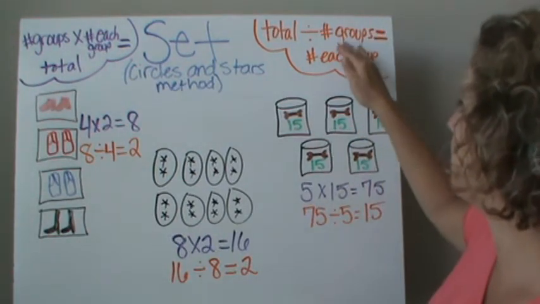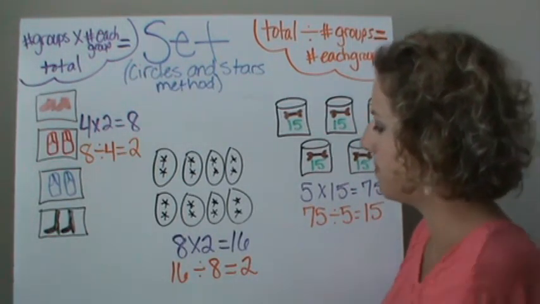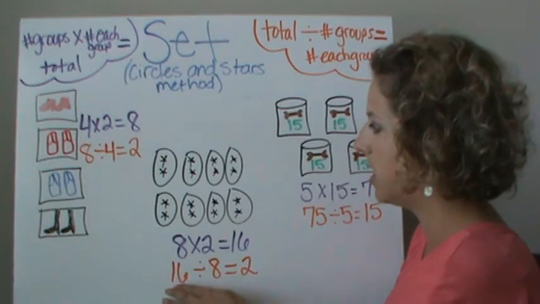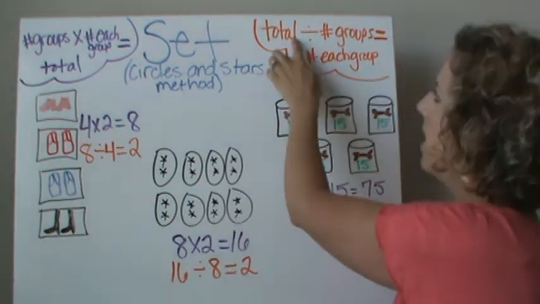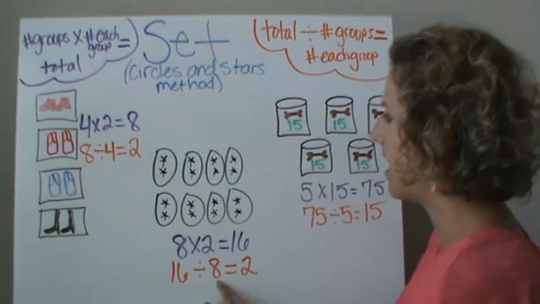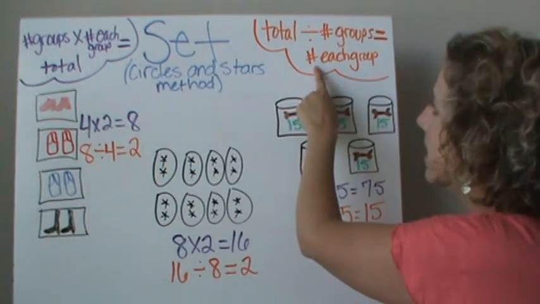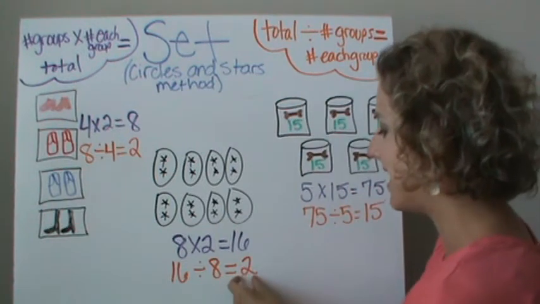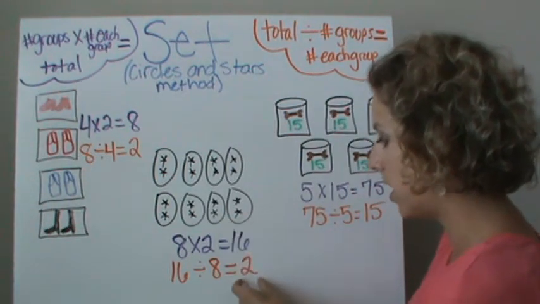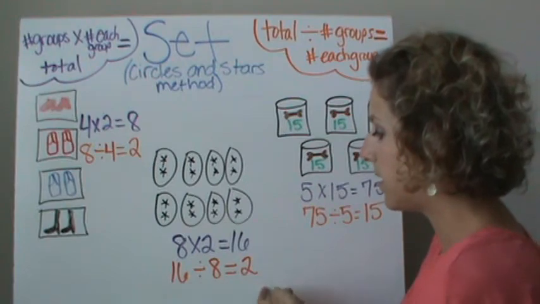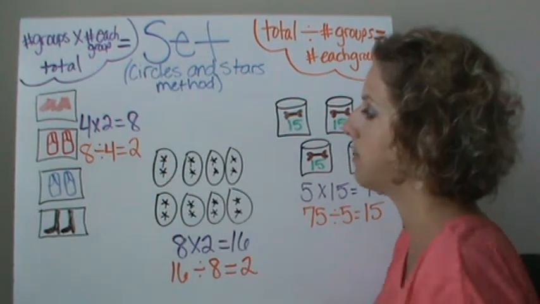If we were to look at the division representation, you would take the total number of stars, 16, divided by how many groups, there are 8, and you're going to have that equal to the number inside each group, and in each circle there are 2. So this would be the division problem represented with this picture.